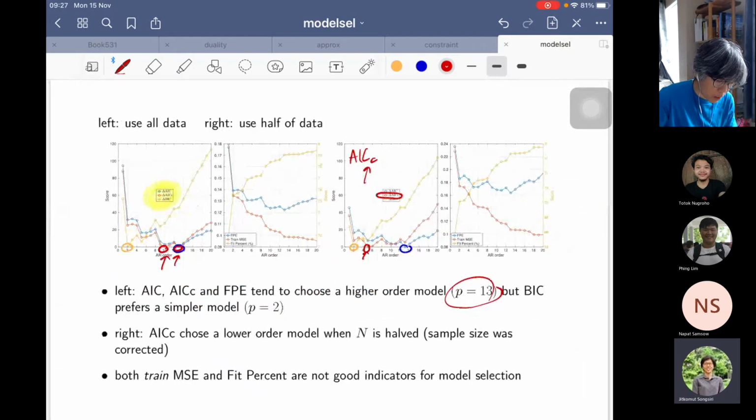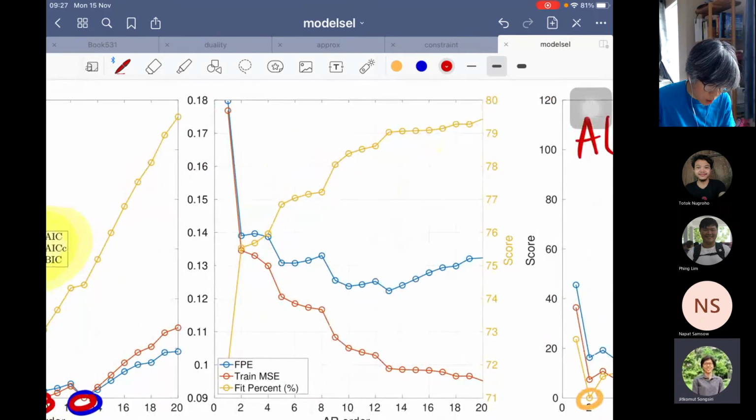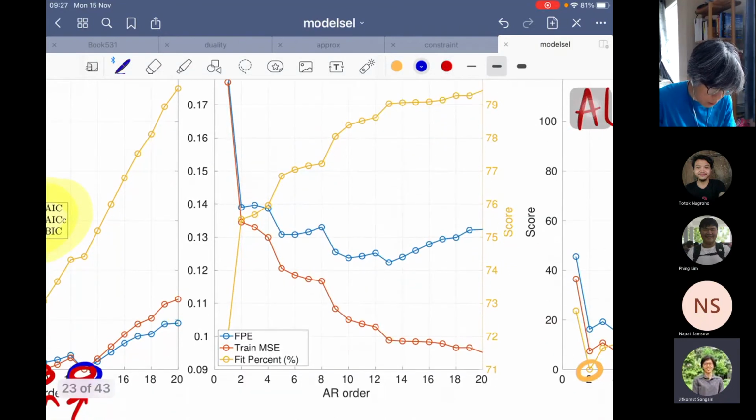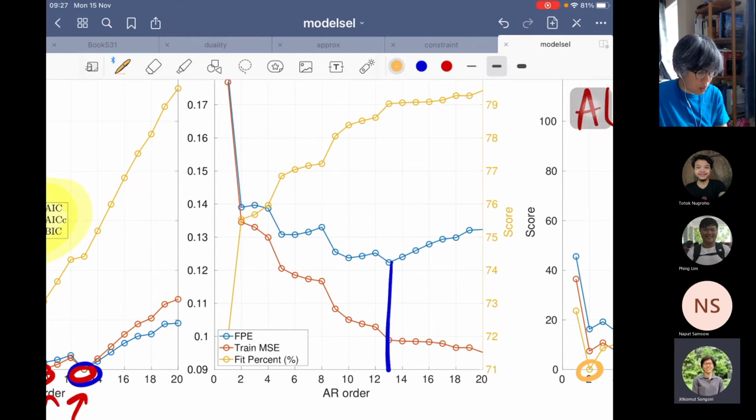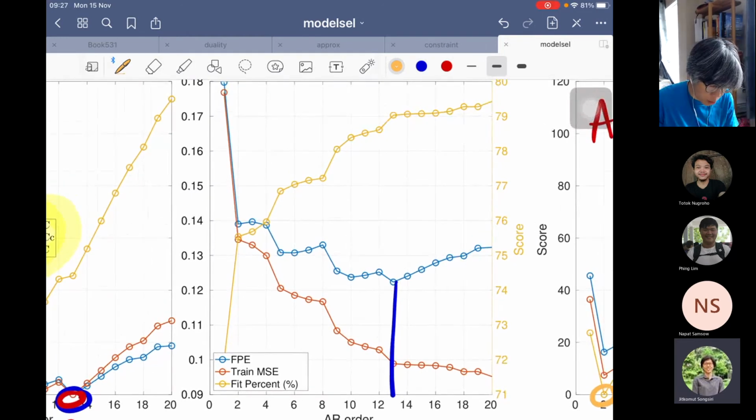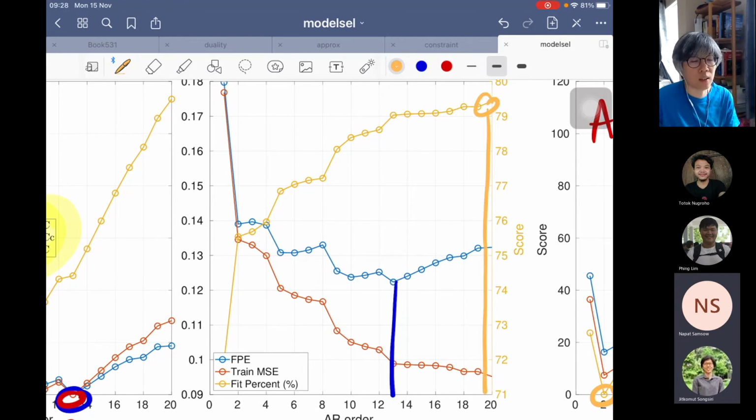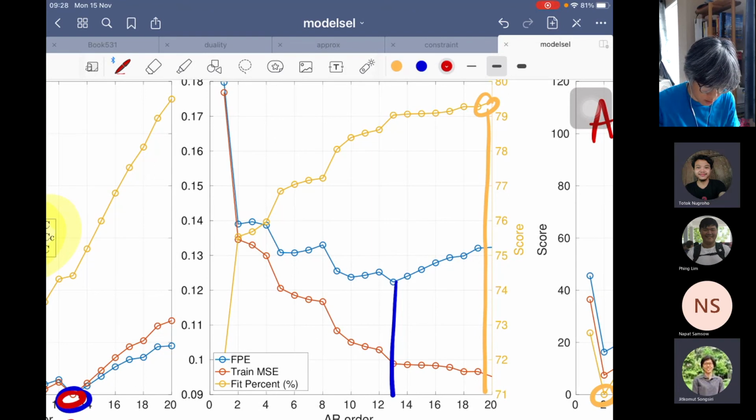Now we go back and look at another model selection score, FPE, which is the blue line. I think it peaks around here. What about the fit percent? What model order was chosen by the fit percent? If you just look at the fit percent, which model is best in this aspect? Napat? The 20th order model, the most complex one. What about the train MSE? If you just look at the train MSE, which model is best in this sense? Also order 20.